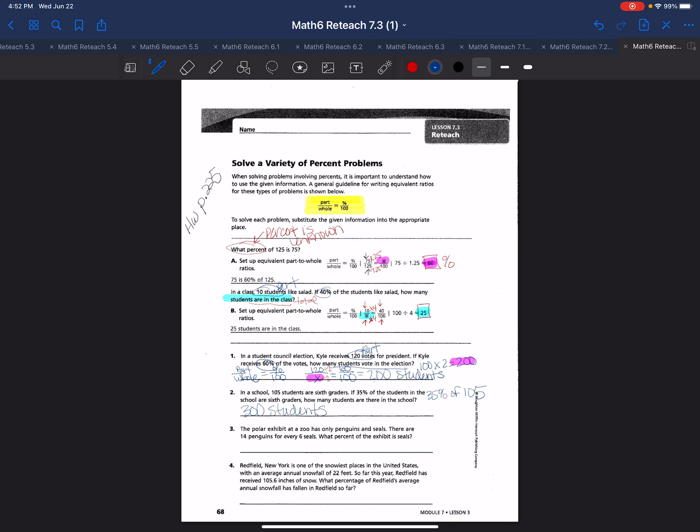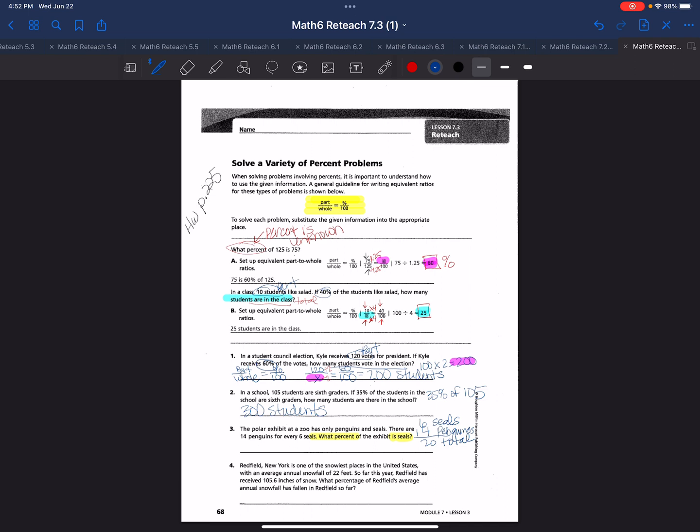Okay, let's look at question 3. The polar exhibit at the zoo has only penguins and seals. There are 14 penguins for every 6 seals. What percent of the exhibit is seals? So they're wanting seals here, and they're asking for the percent. So let's go ahead and look at this one a little closer. So we know that we have 6 seals, and we have 14 penguins, sorry. And then the total would be 20 total animals in the exhibit.